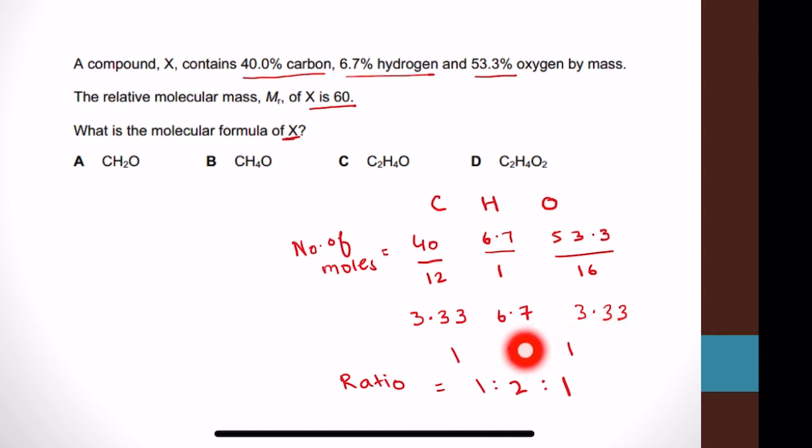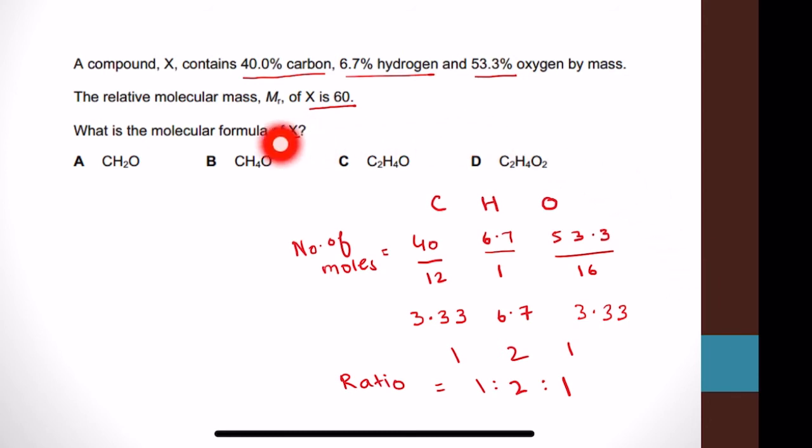After that, you will calculate the ratio between those. How to calculate the ratio? Divide by the smallest value. All these 3 figures will be divided by the smallest number. So 3.33 is the smallest number of all 3. The ratio will be 1 : 2 : 1. It means C1H2O1, so the empirical formula is CH2O.